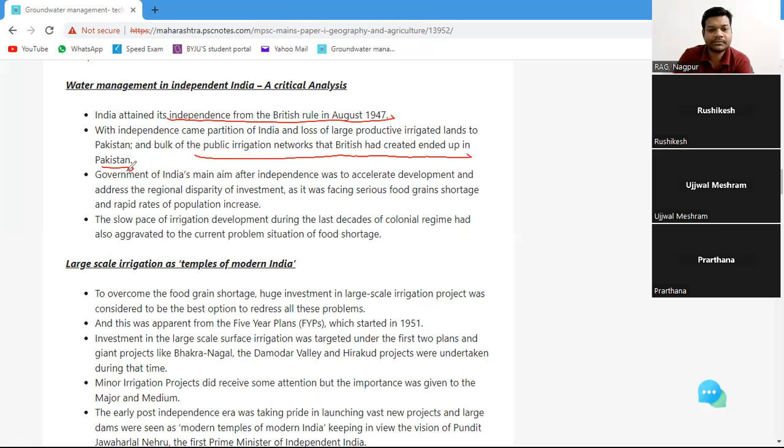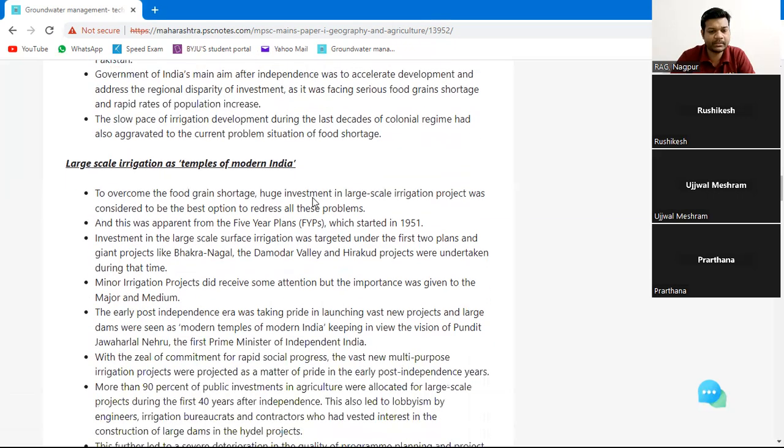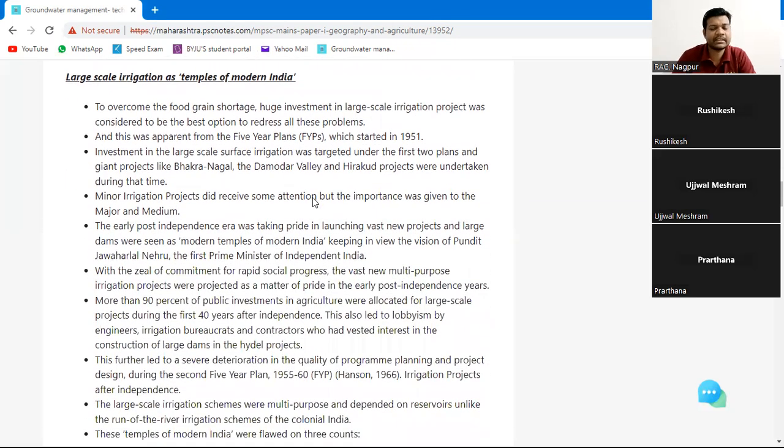The government of India's main aim after independence was to accelerate development and address the regional disparity of investment, as it was facing serious food grain shortage and a rapid rate of population increase. So what did they do? They started a large scale irrigation program. Huge investment in large scale irrigation projects was considered the best option to redress all these problems.